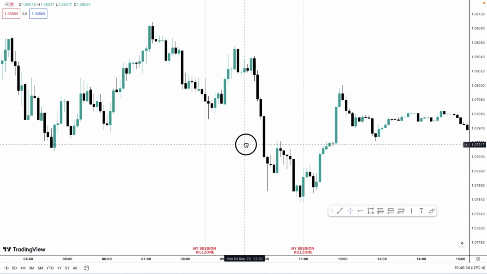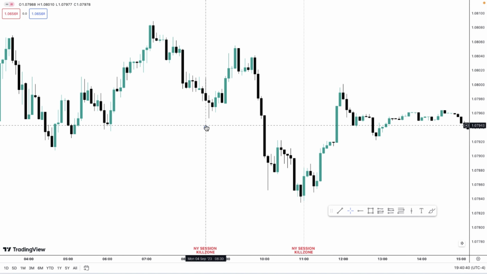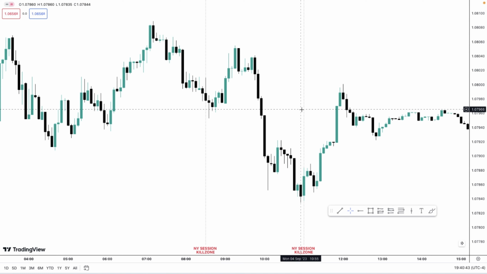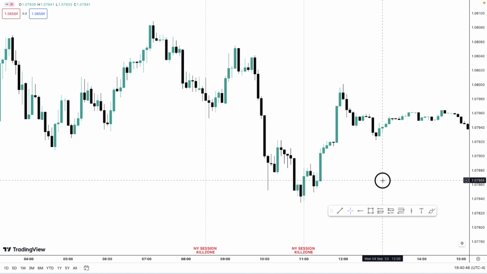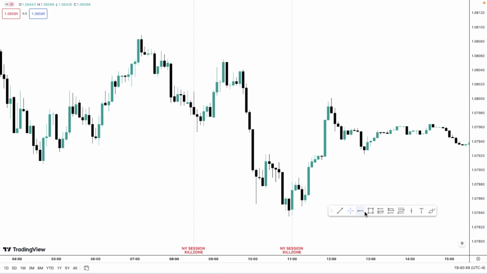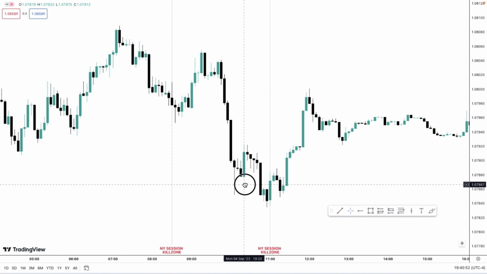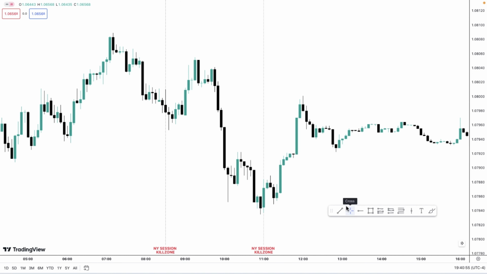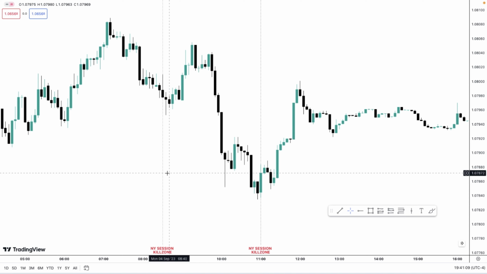On this trading day, the day after the previous day we just looked at, again 8:30 to 11 a.m. is the New York Session Killzone. You're looking to see what the market does between this period of time that may give you a trade idea, so that you may take advantage of that.